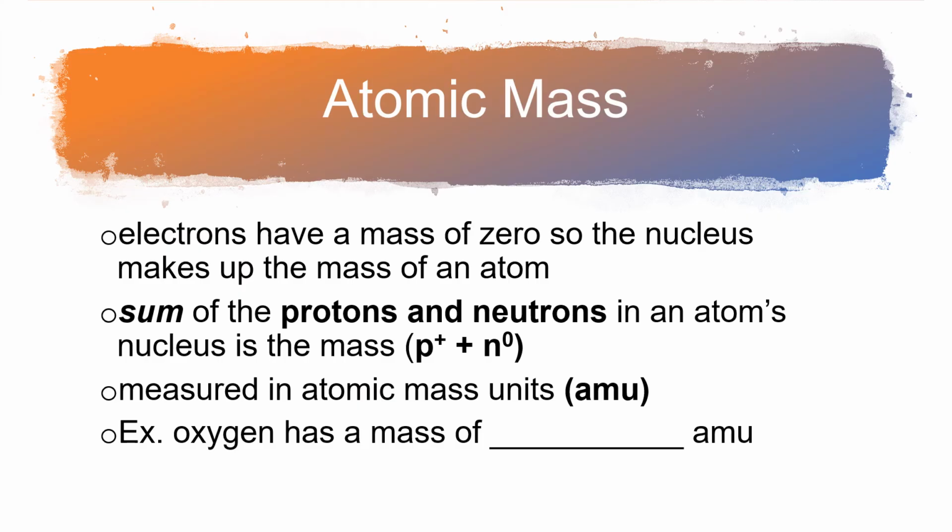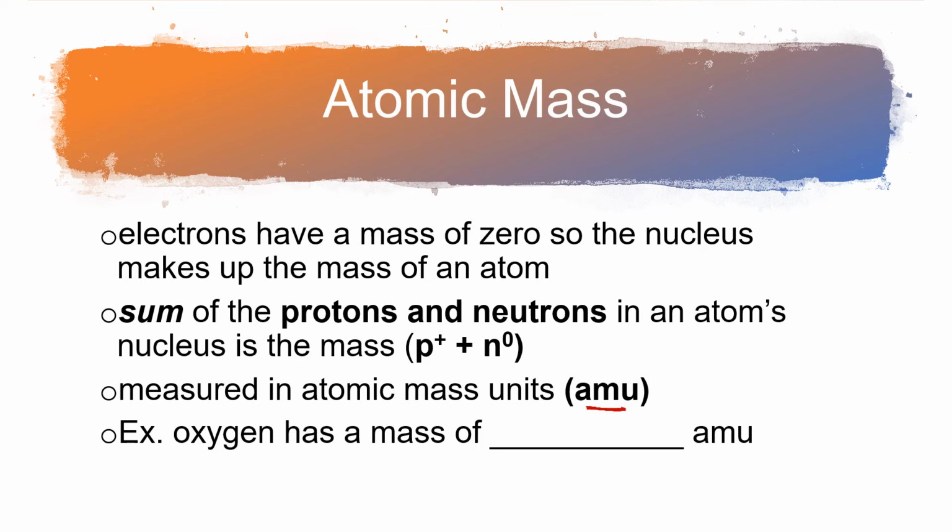So the atomic mass. Electrons have a mass of 0, so the nucleus makes up the mass of the atom. In the nucleus we have our protons and our neutrons, so that is where the mass of that atom is. The sum of the protons and neutrons in the atom's nucleus will make up the mass, protons plus neutrons. The atomic mass is measured in AMU as well.